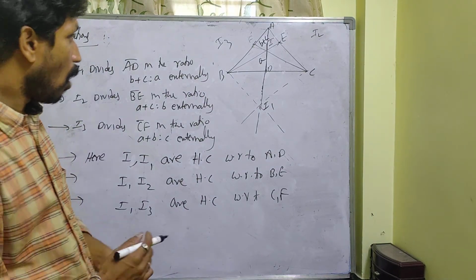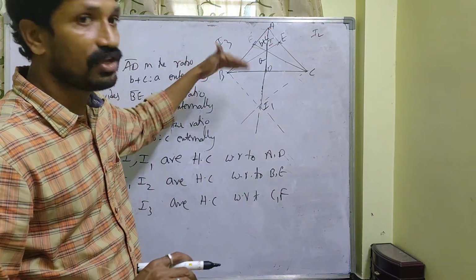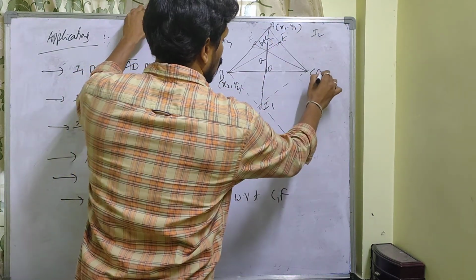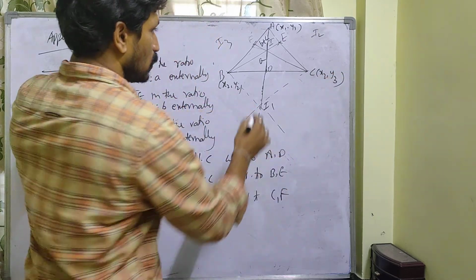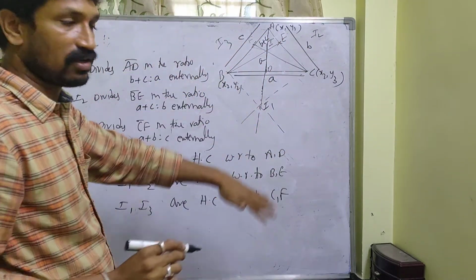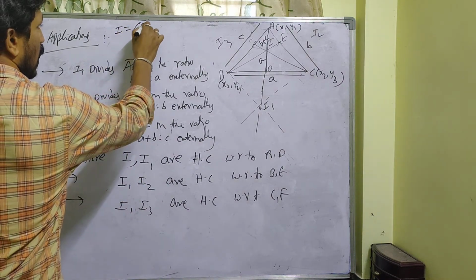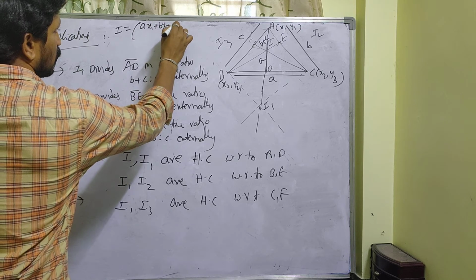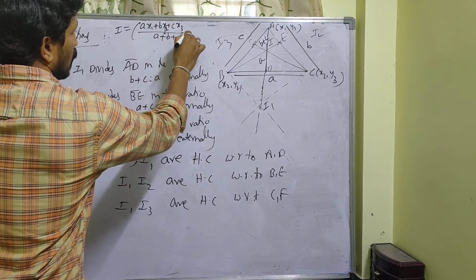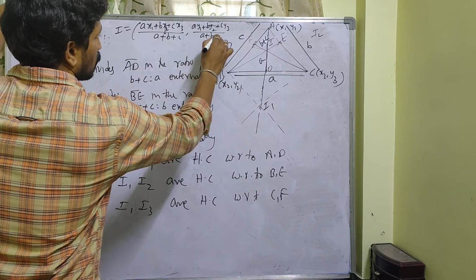Okay. Next one, how to find the incenter I, and the excenters I1, I2, I3. If you know the vertices (x1, y1), (x2, y2), (x3, y3), you know very well these are A, B, C. Based on this one, what is I? I is nothing but, I am writing once again, (ax1 plus bx2 plus cx3) by (a plus b plus c), next (ay1 plus by2 plus cy3) by (a plus b plus c).